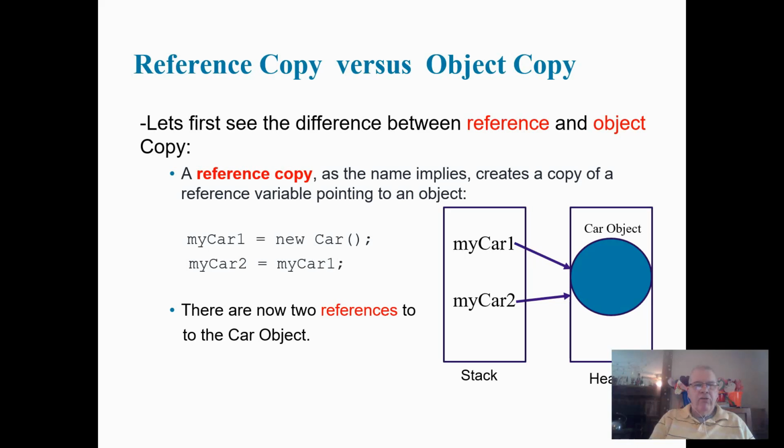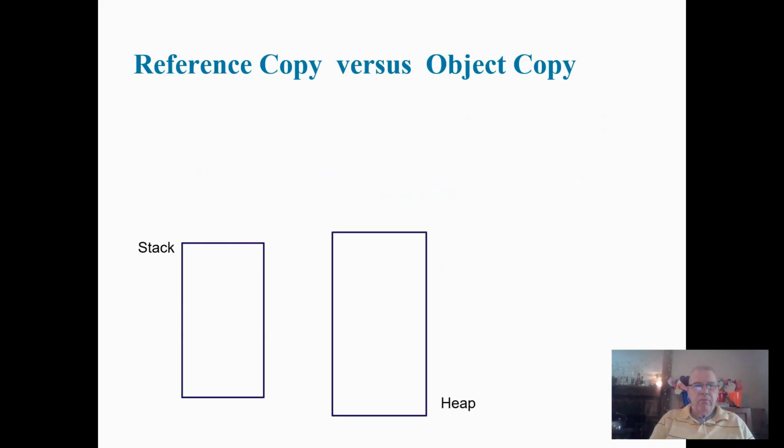So here's a reference copy. It's not really a copy at all, but it's a reference variable that points to the same object that an initial reference variable pointed to. Notice there's only one new to create one object. But now at the end there's two references pointing to the same object. So those are two locations in memory called the stack and the heap.